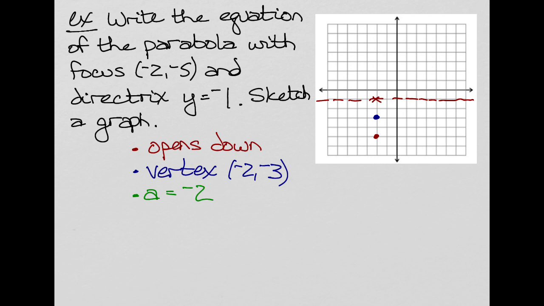A is -2. Now that I know a, from the focus, I can go left and right a distance of 2 times a. So that's 2 times 2, a distance of 4 in either direction. There's 4 to the right and 4 to the left. And those are 2 points that are on my parabola, the endpoints of the latus rectum. And it looks like those are at 2, -5, and -6, -5.